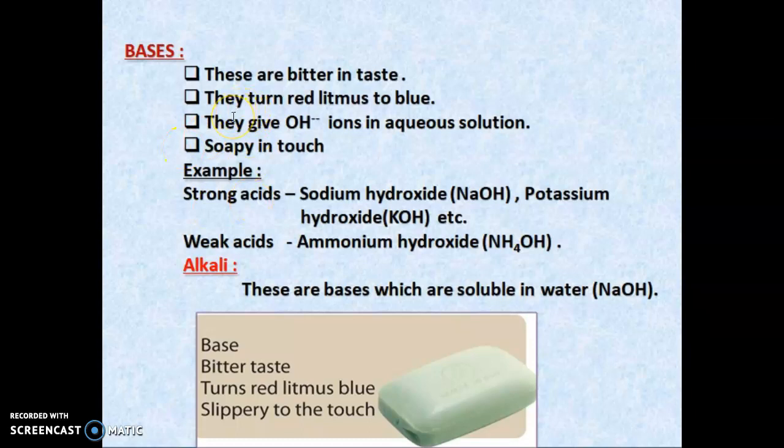A base gives OH minus ion in aqueous solution, that is a hydroxyl ion. It is soapy to touch. You can see the example, soap. Soap has a bitter taste. It turns red litmus blue. It is slippery to touch. When you touch the soap, what happens? It will be slippery.